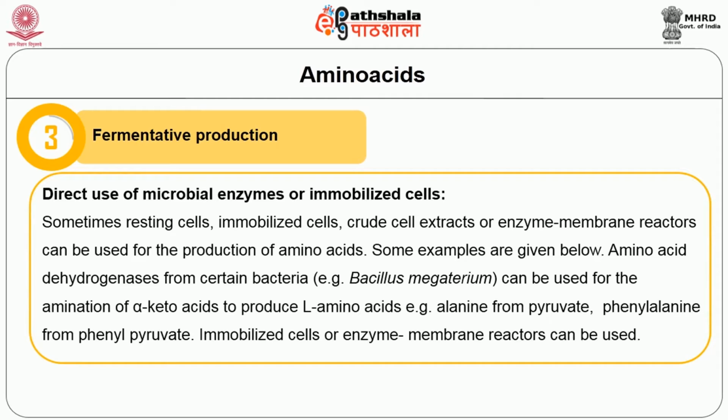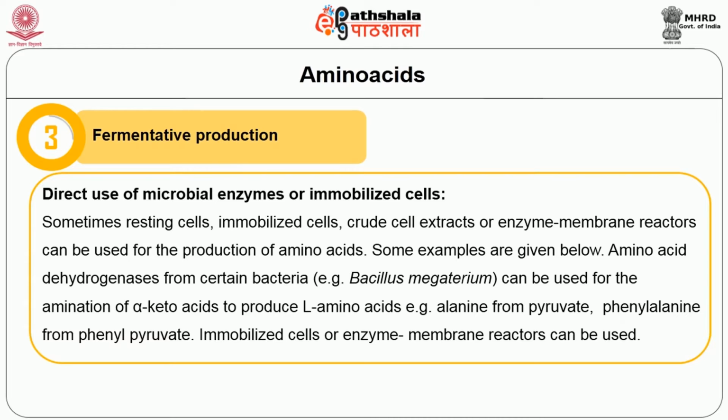Sometimes resting cells, immobilized cells, crude cell extracts or enzyme membrane reactors can be used for the production of amino acids. Some examples are given below. Amino acid dehydrogenases from certain bacteria, example Bacillus megaterium, can be used for the amination of alpha keto acids to produce L amino acids. Example, alanine from pyruvate, phenylalanine from phenylpyruvate.